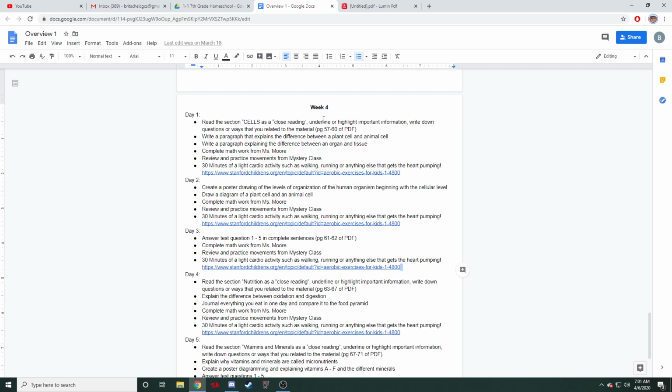Again, it's a close reading, writing a paragraph about the difference between a plant and animal cell, and writing a paragraph about the difference between an organ and a tissue. All right, let's quickly do the close reading.